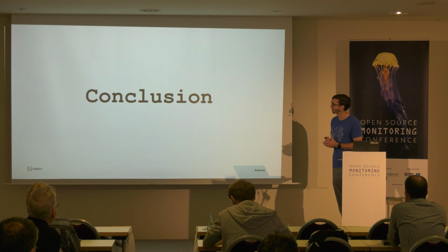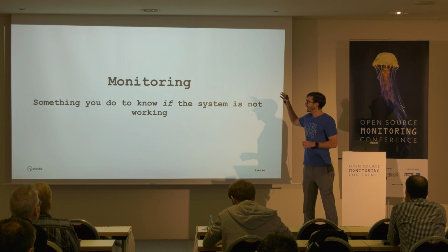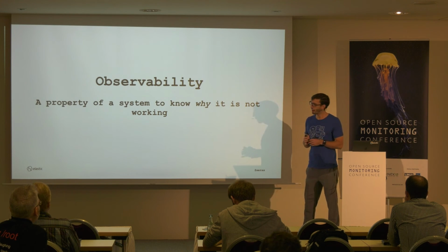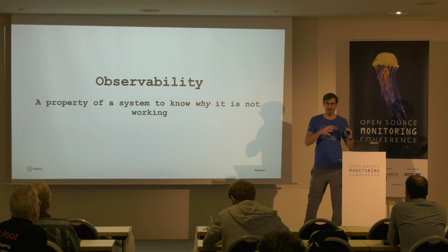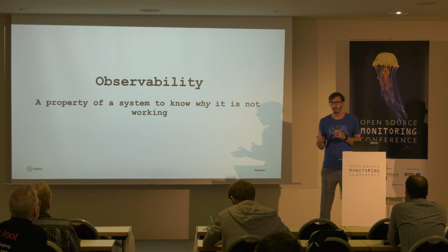So, to wrap up, monitoring is more about seeing if the system is not working, which is a good first step. Observability is more about why it is not working. It's the reason behind why something is breaking, and figuring out all the things that you didn't know about the system from before. You want to be able to answer those and then come to a conclusion.